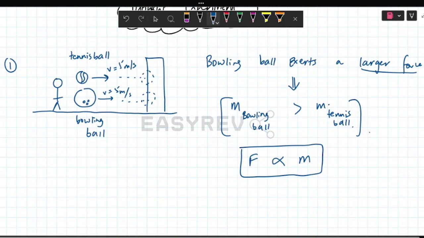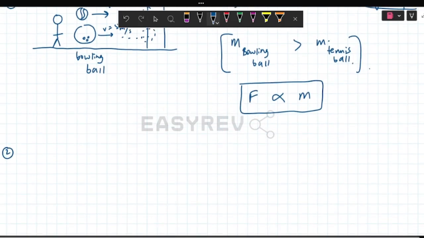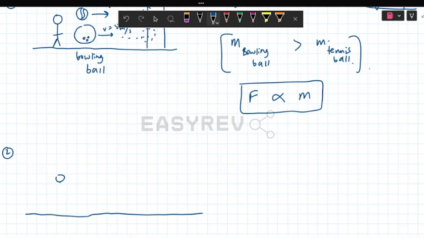So now with this version out of the way, let's look at another version. Now let's look at the same setup. So you're still standing in front of the wall. Let's place you here. The same wall as before.